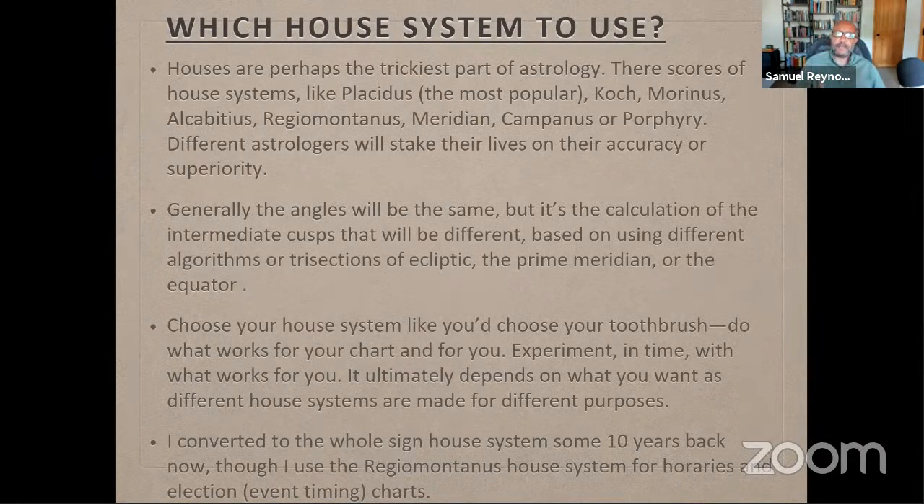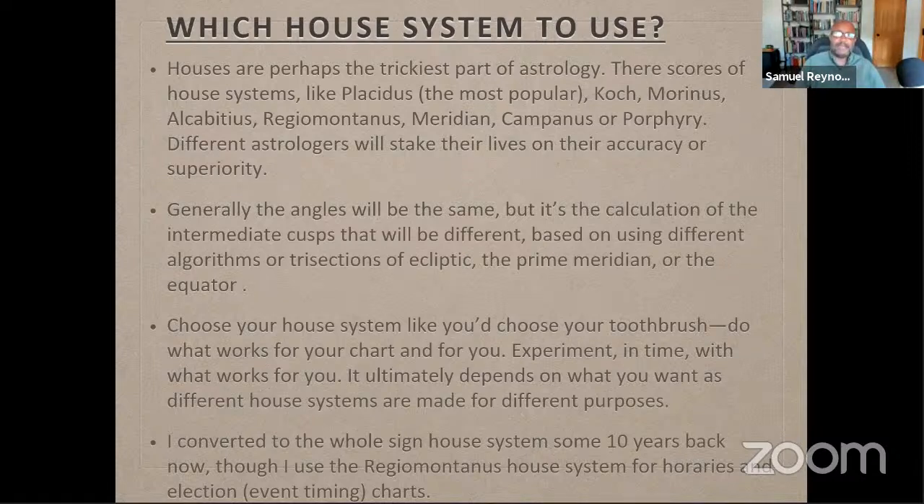Because there are all these different house systems, and these are some of them: Alcabitius, Regiomontanus, Meridian, Campanus, Porphyry. There's so many different house systems. How do you know? Now, generally the angles, except for Marinus, that's one big exception, the angles, first, fourth, seventh, and 10th, the degree on the angles will be about the same or be the same. But it's the calculation of the intermediate cusps, what becomes the second, the third, the fifth, the sixth, and so on, and then vice versa for the opposite houses.